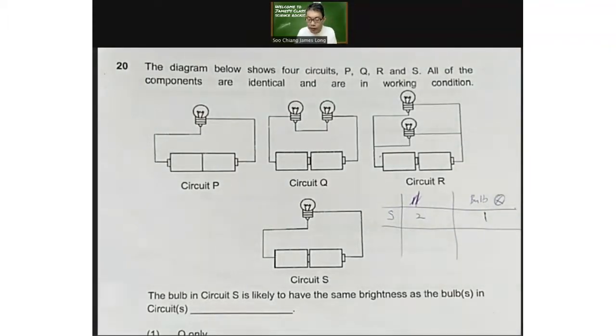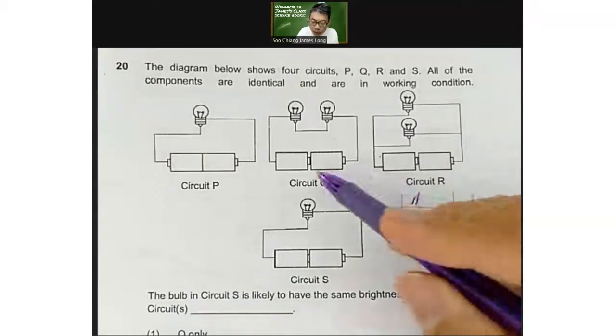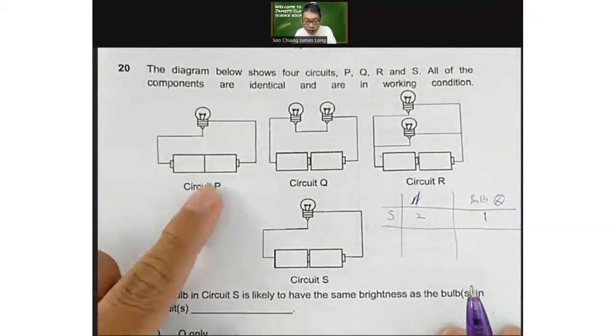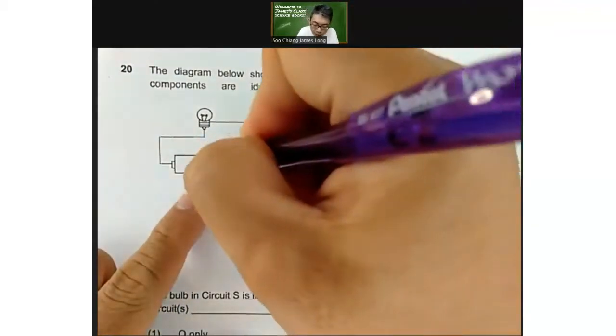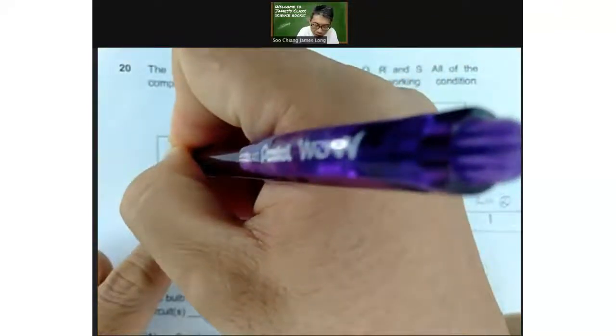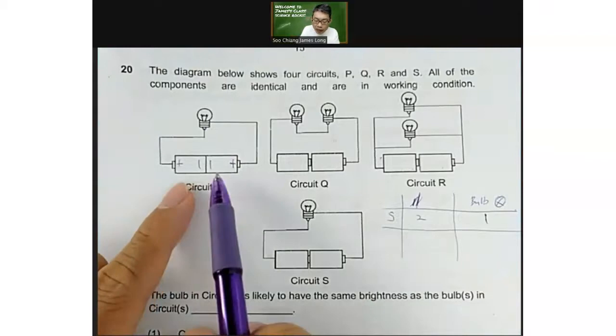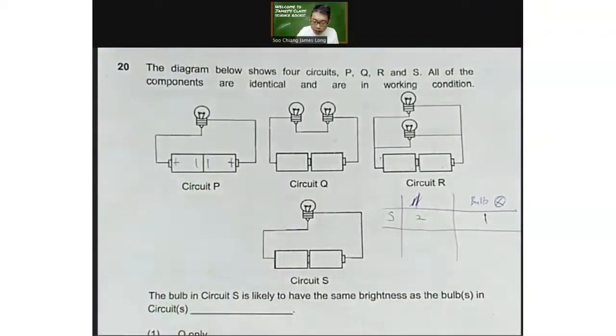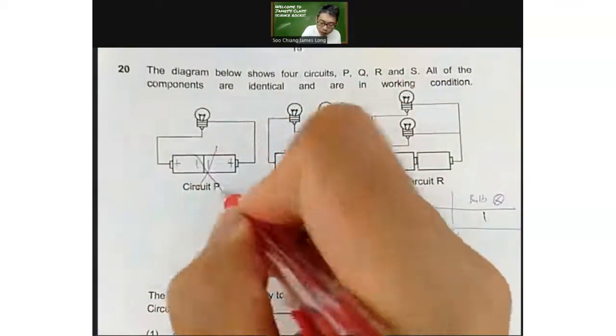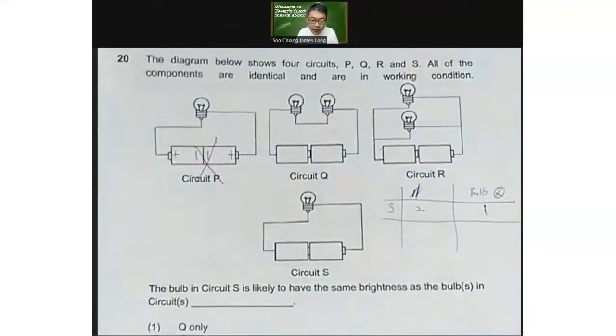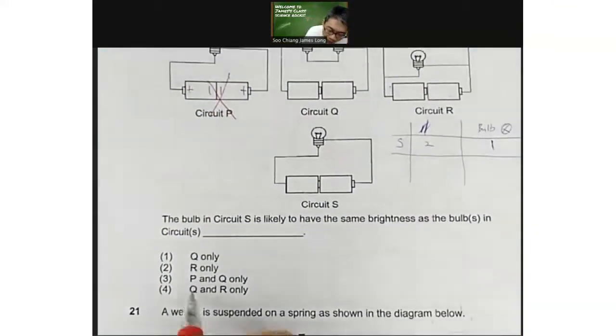So to have the same brightness as this, definitely those with 1 battery cannot work. So everyone has 2 batteries, right? Now here you show the batteries are placed in wrong polarity. It's like plus and minus, plus and minus. It must be always plus, minus, not minus, minus or plus, plus. So circuit P definitely cannot work. So anything with P is wrong, right? So let's take a look. P is wrong, so this is out.